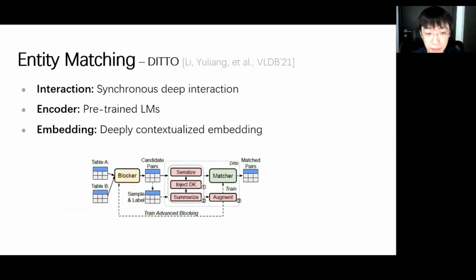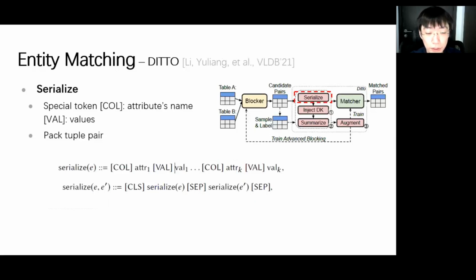Another model based on pre-trained language models is DITTO. DITTO uses a synchronized interaction, which means the model has to feed a pair of tuples at the same time and get their deeply contextualized embedding. For each candidate pair, the model adds special tokens, for example, COL for the attribute name and VAL for the value. The two tuples are packed together to fit into BERT.